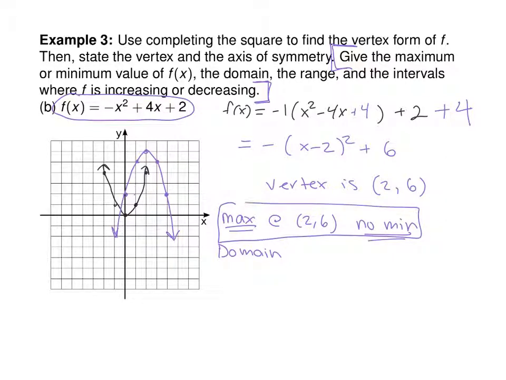Okay, how about the domain? Are there any numbers you can't plug into a parabola? No, so that means the domain is all real numbers. We'll use the R symbol to save time. How about the range? Negative infinity to 6, and you have a bracket.